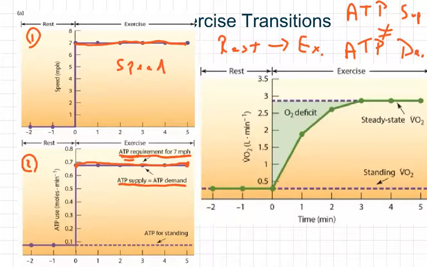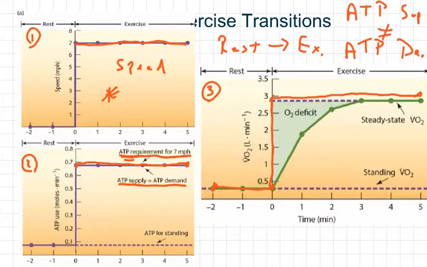And that's what we're showing here in graph 3. And so again, we're starting at rest, cranking that treadmill straight up to 7.0 miles per hour, which is what we're showing right here. And then we're running constantly at 7.0 miles per hour for 5 minutes.